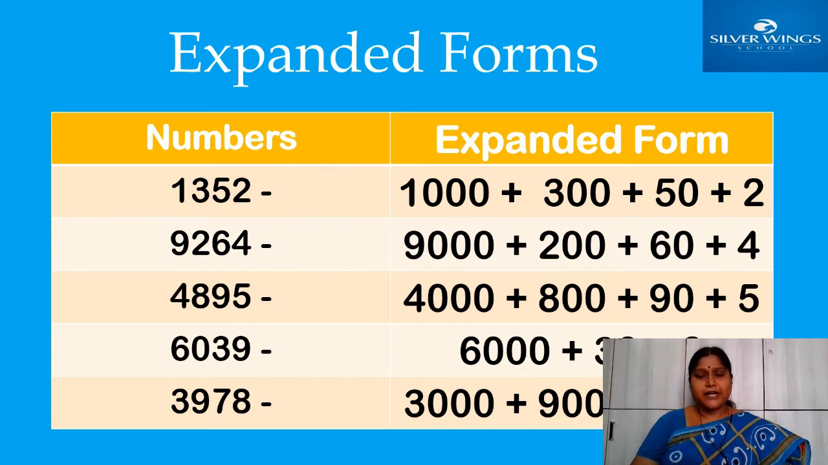Now, you understood how to write expanded forms? Yes, expanded forms means nothing but place values. You should write the sum of place values of each digit in the given number. Sum of the place values. Okay children, sum of the place values.